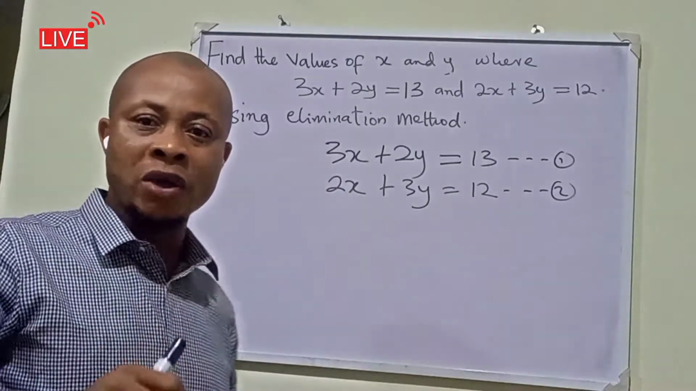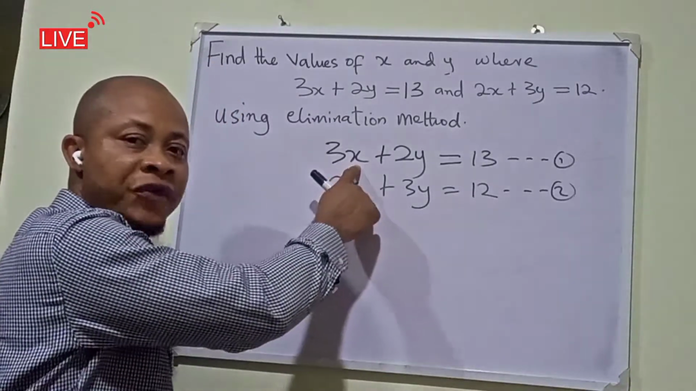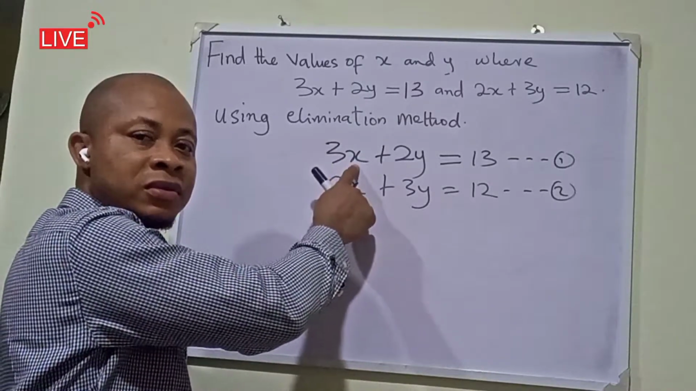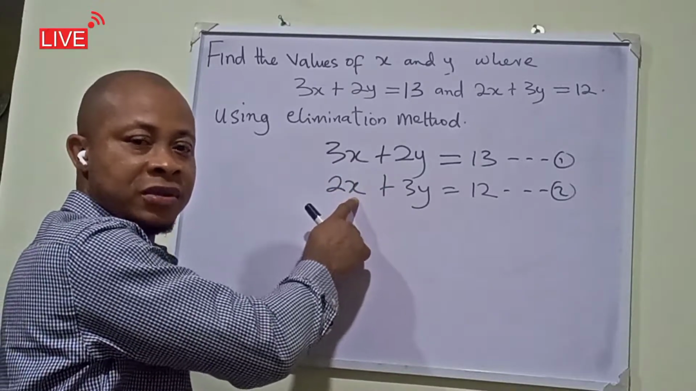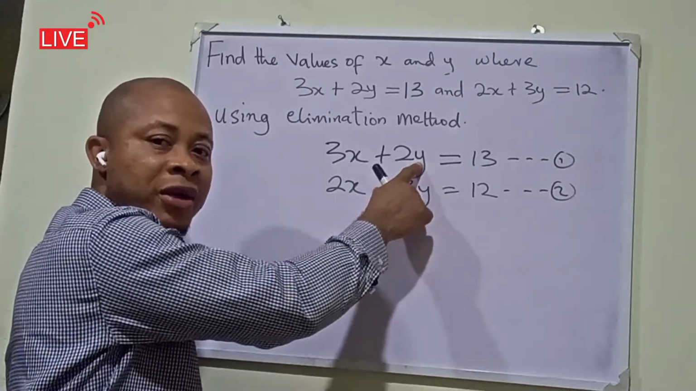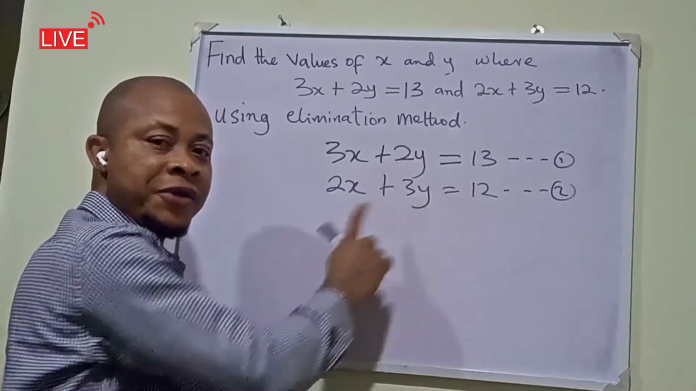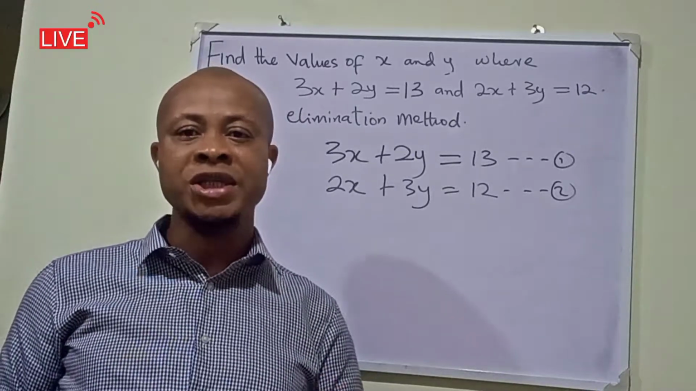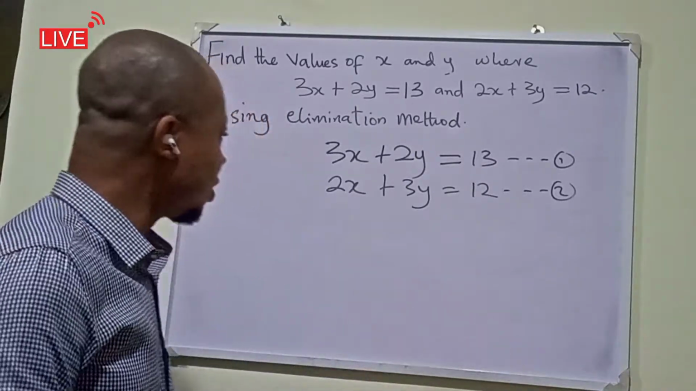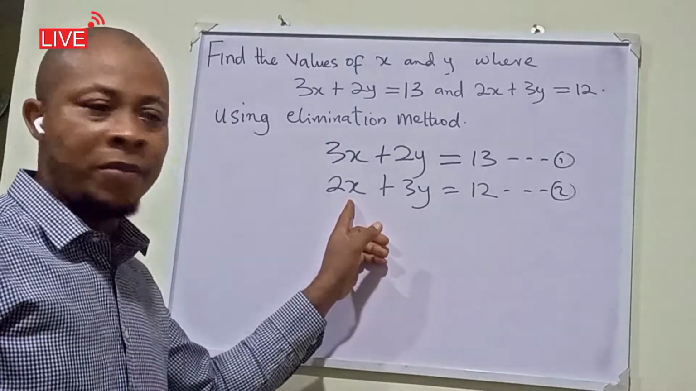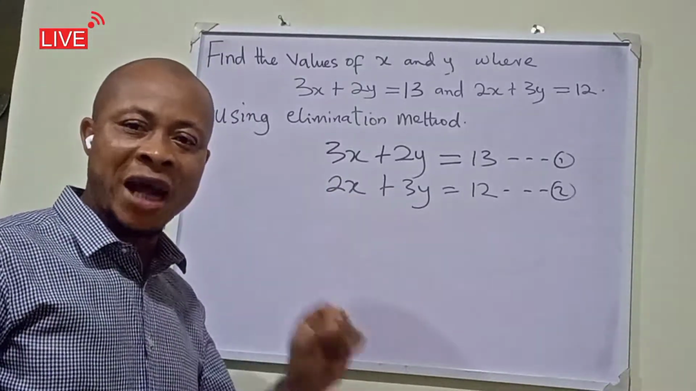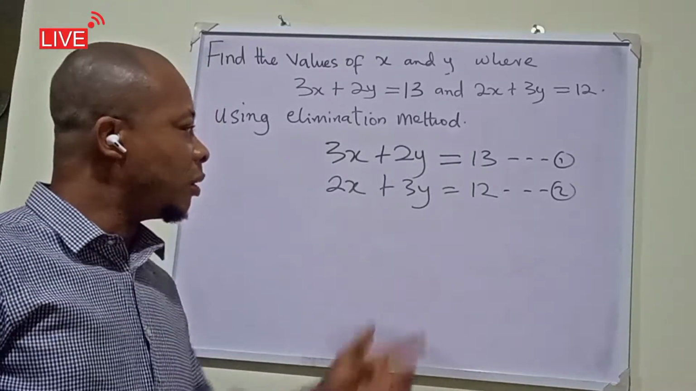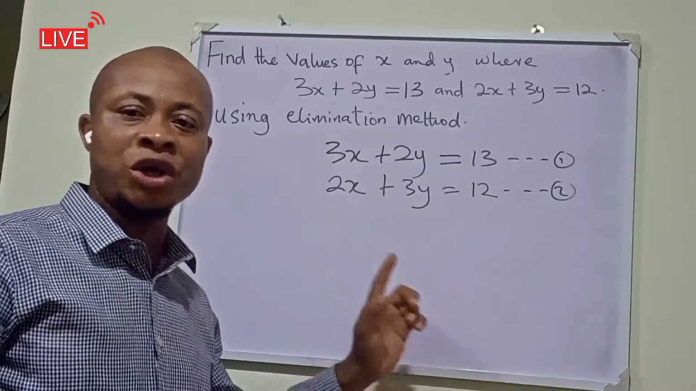And what do I mean by coefficients? 3 is a coefficient of x because 3 multiplies x. 2 is the coefficient of x. 2 is the coefficient of y. 3 is the coefficient of y. In fact, any number that multiplies a variable is a coefficient. That means our job is to make sure that the coefficient of that variable which you want to eliminate are equal, both in equation 1 and equation 2.